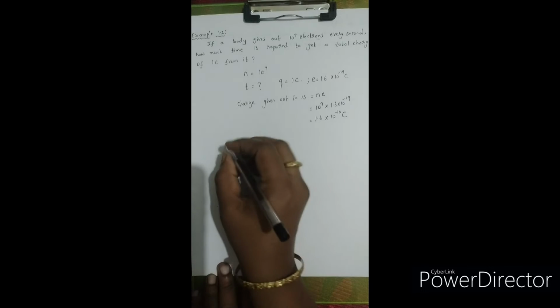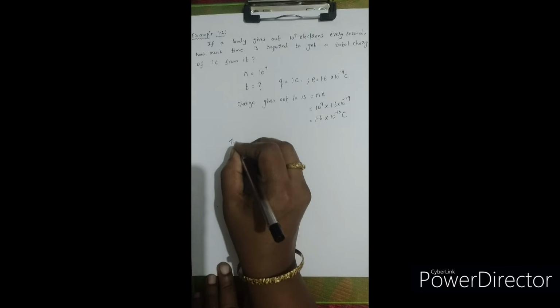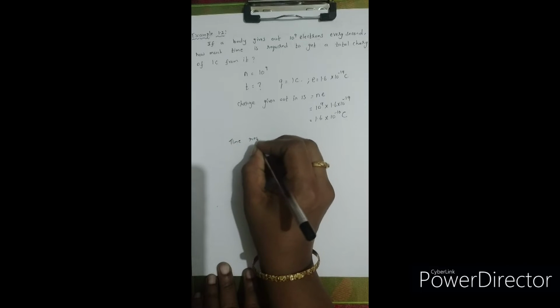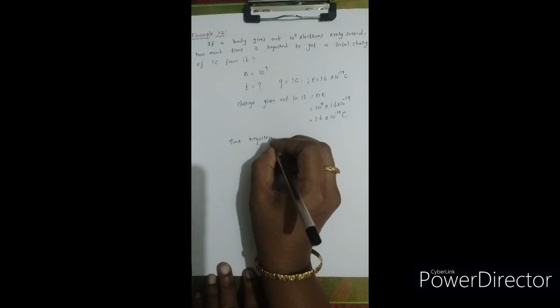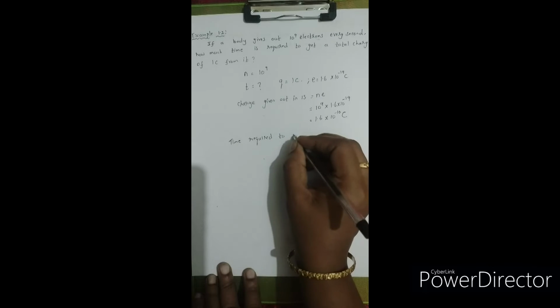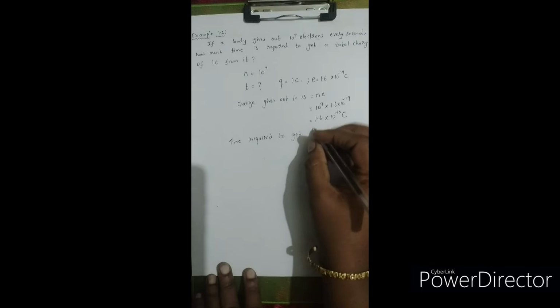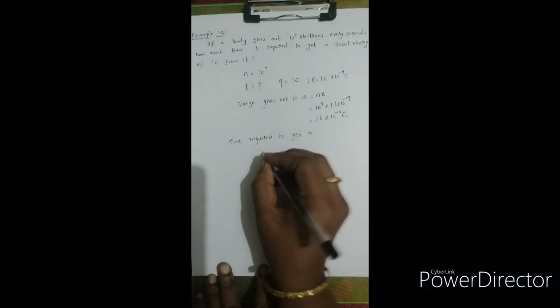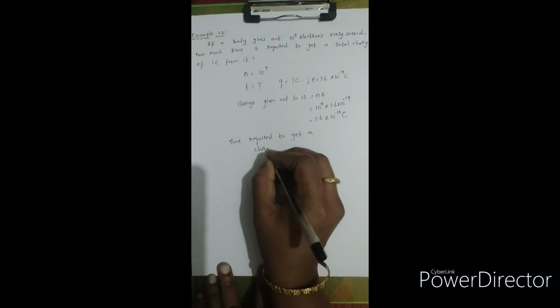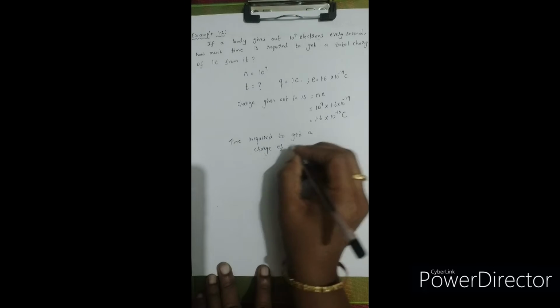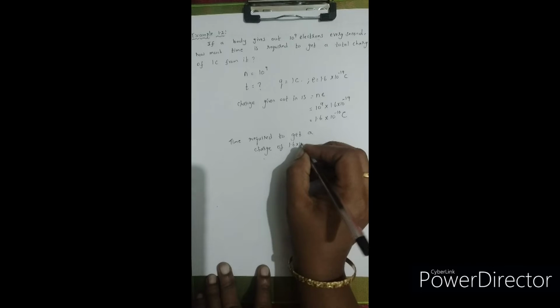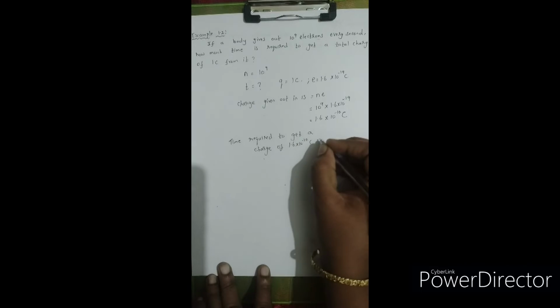Now, time required to get the charge of 1.6 into 10 to the power of minus 10 coulomb.